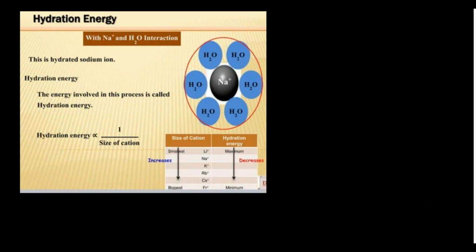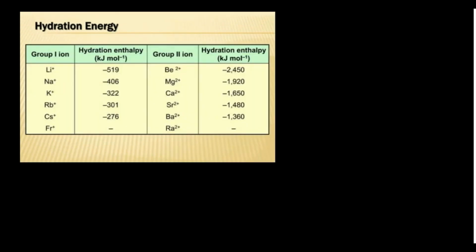Okay, next is hydration energy. I have already explained all these things to you. This is the periodic variation, just like that. Size, right? You can see the biggest has the minimum hydration energy. I have already explained this in the last slide, so there is no point explaining the same thing again and again. Moving further, again this is the value of the hydration enthalpy, in kilojoule per mole. So it is going like that. You can see here the value goes on decreasing when you move down the group.